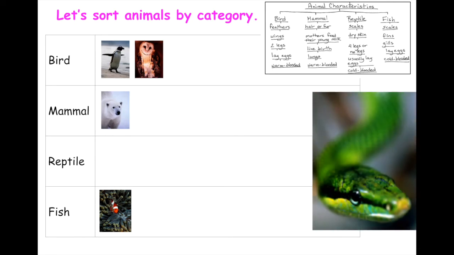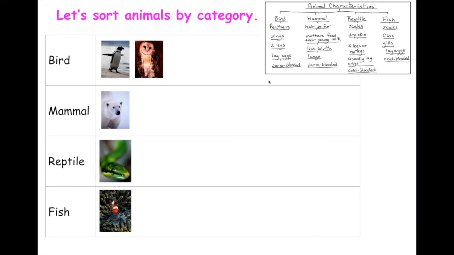Then we have a snake. So this snake has scales. You can see the scales here. It has drier skin than a fish, and it has no legs, and it lays eggs. So this is going to be a reptile. And now you can see we have at least 1 animal in each category.